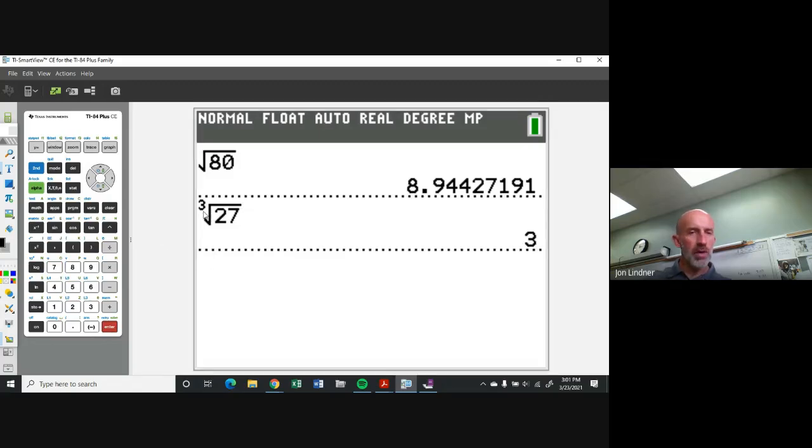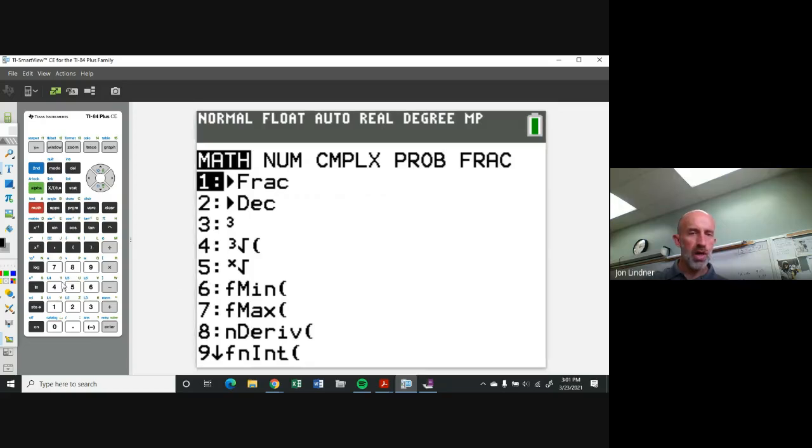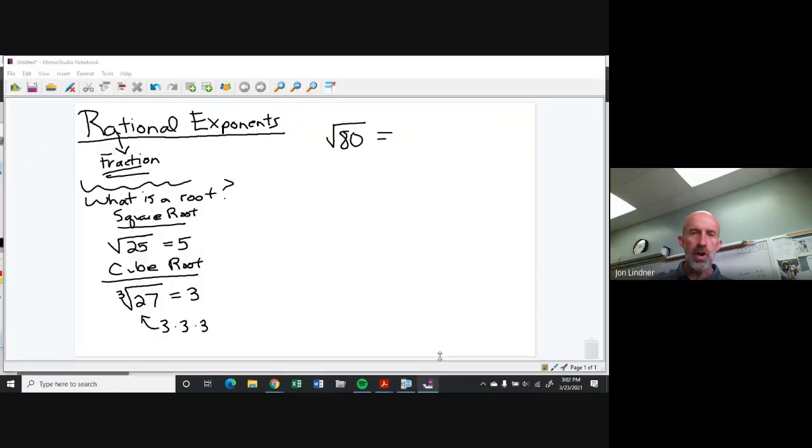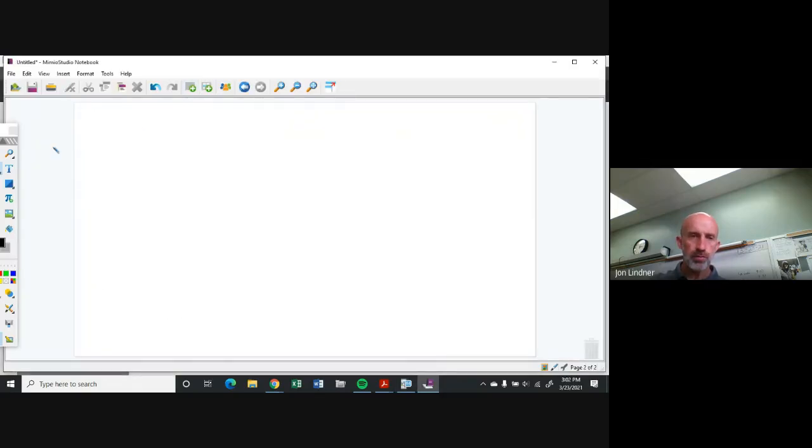What if I needed something other than a cube root, like a 4th root? We'll press the math button and press number 5, and you can type in whatever root you want right here. Let's say it's the 4th root of 16. The 4th root of 16 is 2. That's how you do that on the graphing calculator. I'll come back to the graphing calculator in just a second when we talk about fraction exponents.